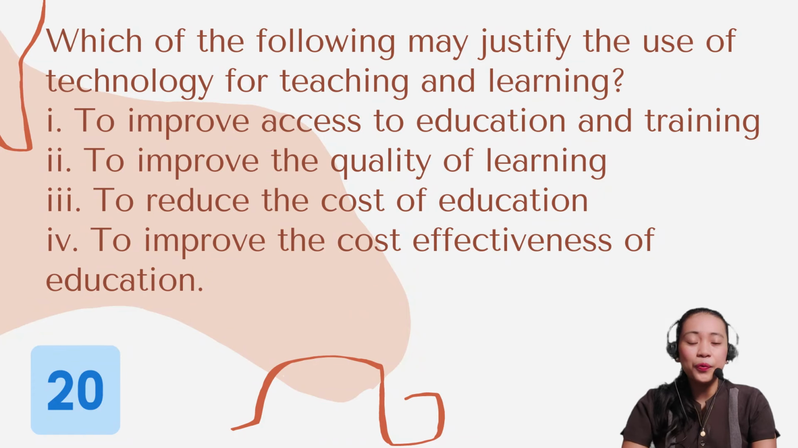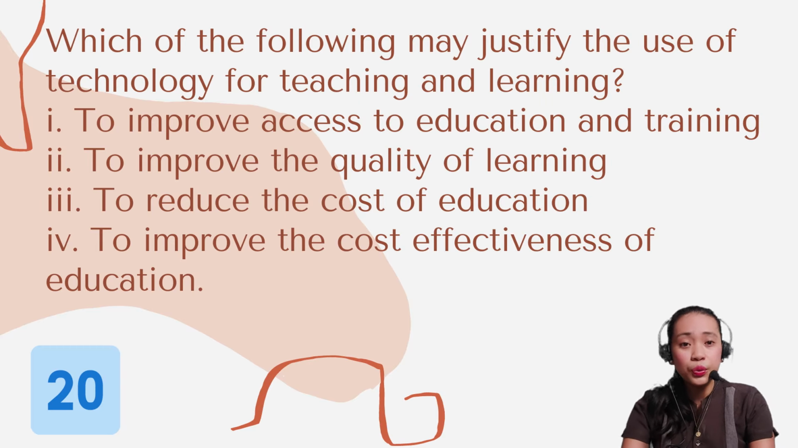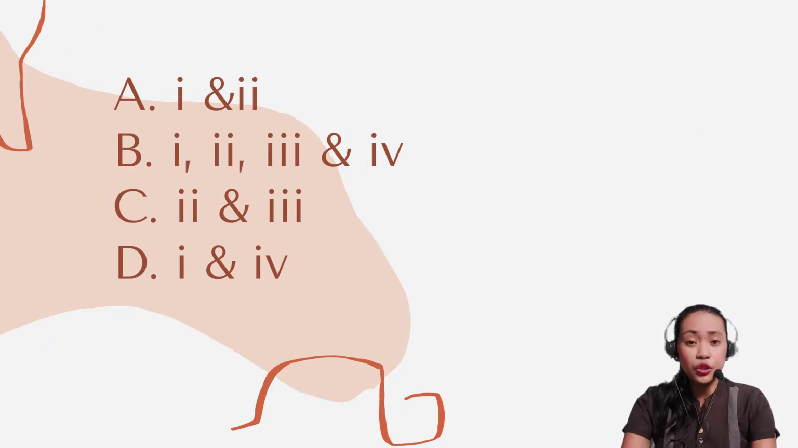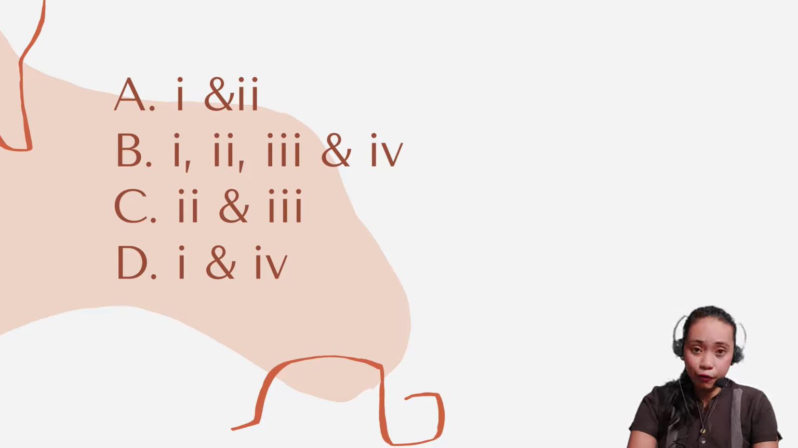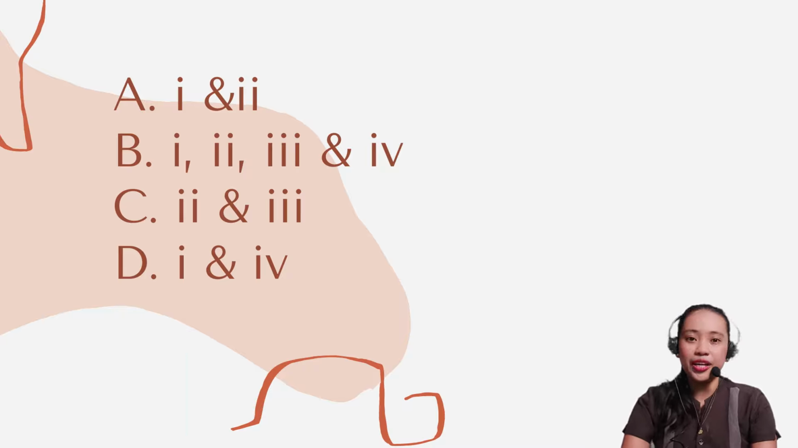Number 20. Which of the following may justify the use of technology for teaching and learning? Number 1. To improve access to education and training. Number 2. To improve the quality of learning. Number 3. To reduce the cost of education. Or number 4. To improve the cost effectiveness of education. The choices are letter A, 1 and 2, letter B, 1, 2, 3, and 4, letter C, 2 and 3, or letter D, 1 and 4.